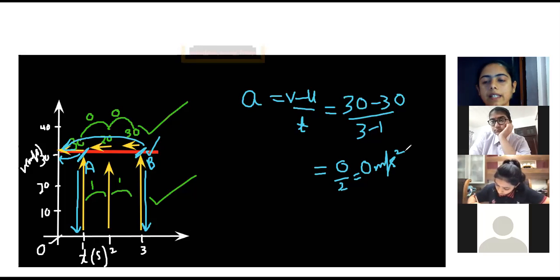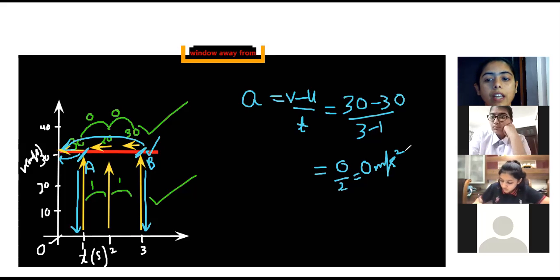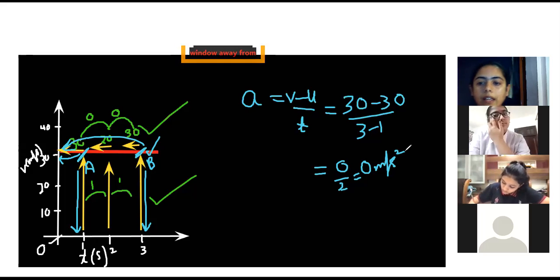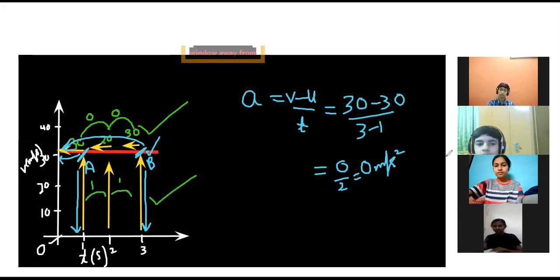You can directly say this, that in this graph, the acceleration is 0 because there is no change in velocity. What is the definition of acceleration? Acceleration is change in velocity over time. Acceleration का formula क्या है? Change in velocity over time. Is there any change going on here? No, there is no change going on. So there exists zero acceleration. I hope it is clear.